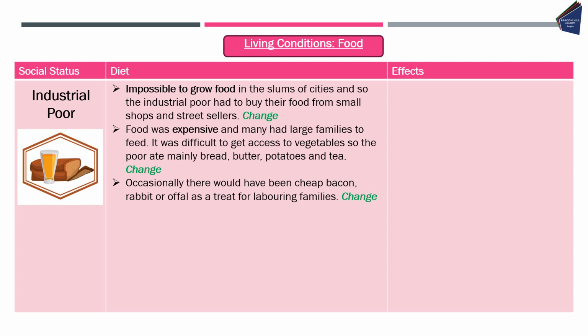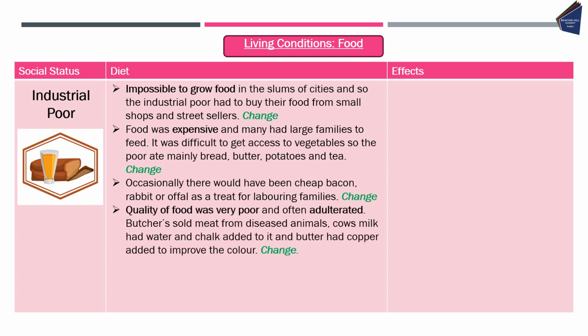So just a note here that offal is the entrails and the internal organs of an animal. So it's not the best cuts, and this is what the poor would have had on occasion. And the quality of food was very poor, and it was often adulterated.